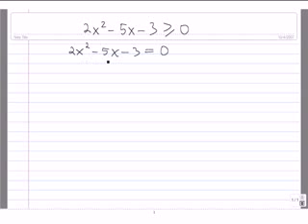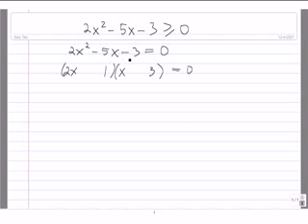I think that the easiest way to solve this is by factoring 2x squared minus 5x minus 3. Because of the 2x squared, we know that one of these has to be 2x and one of these has to be x. And because of this 3 here, we know that one of these has to be 1 and one of these has to be 3. So I think that putting the 3 here and the 1 here will give us what we need.